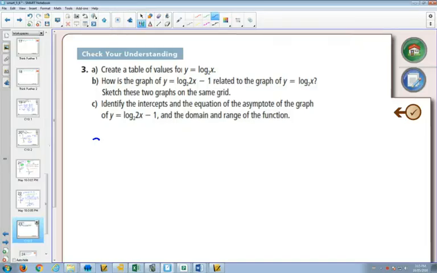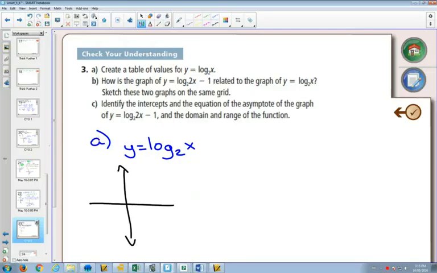Okay, so for number 3, now that we've done a couple of these, you should be able to quickly tell me 2 points on the log base 2 graph. What's this point going to be? 1 and 0 and 2 comma 1. What would the next easy point be to figure out?